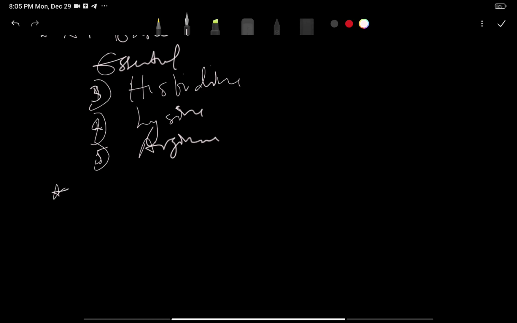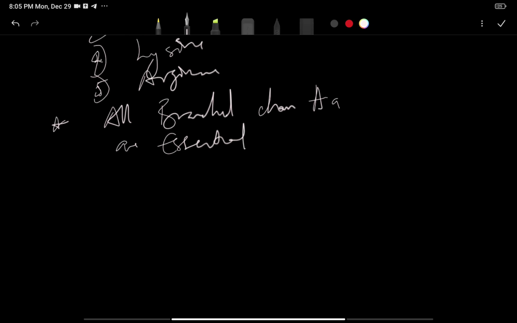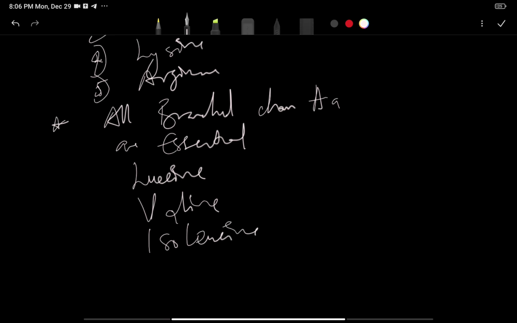Remember also that all branch chain amino acids are essential. You know that there are 3 branch chain amino acids. What are they? Lucy branded Valentine's idea. Lucy is for leucine. Branded tells that it is branch. Valentine is for valine. Then idea is for isoleucine. So here will be my number 6, number 7, and number 8.